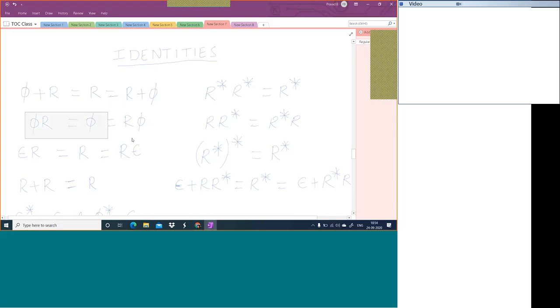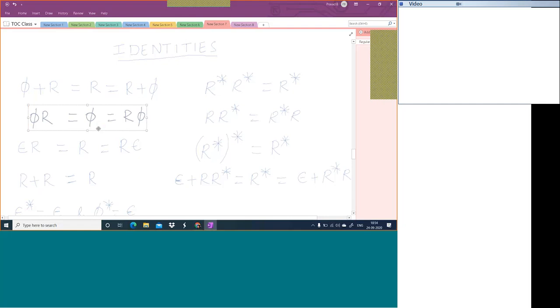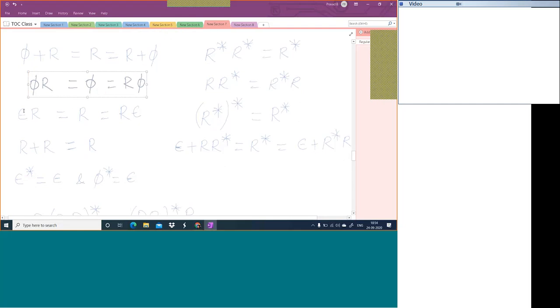And 0 into anything is 0. Similarly, phi followed by r is phi, and r followed by phi is also phi. Next, 1 plus x. There is no simplification for 1 plus x, or for 1 plus y. Whereas 1 into x will be x, 1 into y will be y, 1 into z will be z.